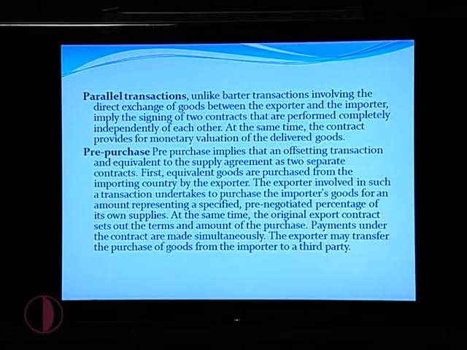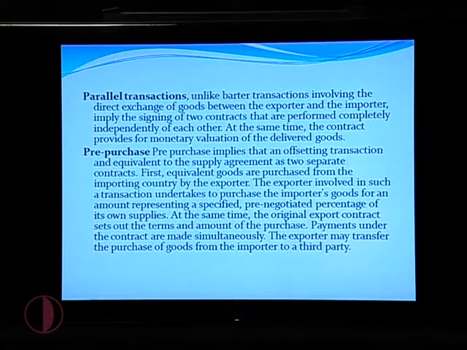Parallel transactions, unlike barter transactions involving the direct exchange of goods between the exporter and the importer, imply the signing of two contracts that are performed completely independently of each other. At the same time, the contract provides for monetary valuation of the delivered goods.